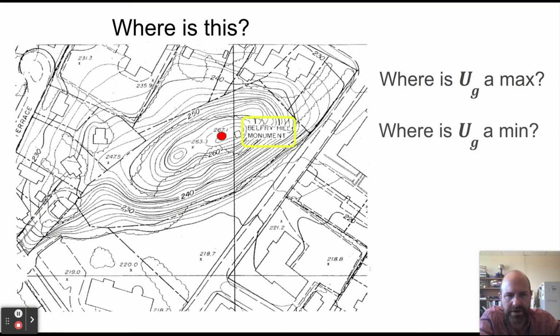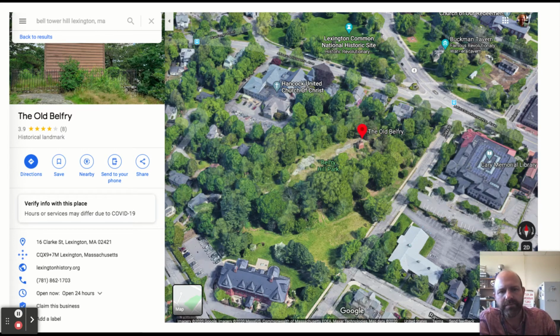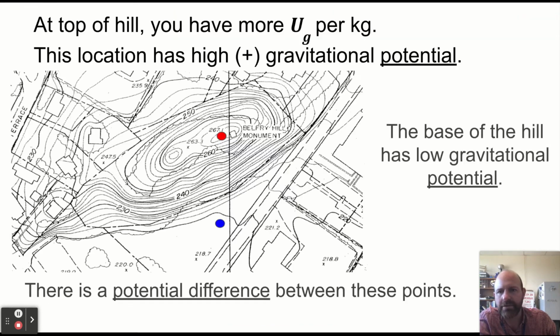You could then ask the question, where is UG a minimum? You could look around and it turns out it's somewhere down around here in the 210s, 218 to something, somewhere down in that area. There's the satellite view of it. Little hill near the library. So if we think about what's happening here, at the top of the hill, you have more gravitational potential energy if you're there, of course.